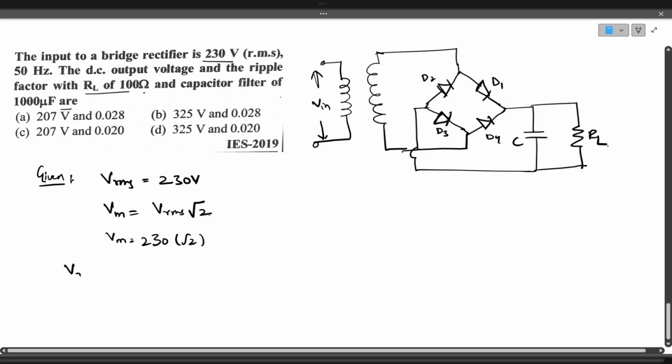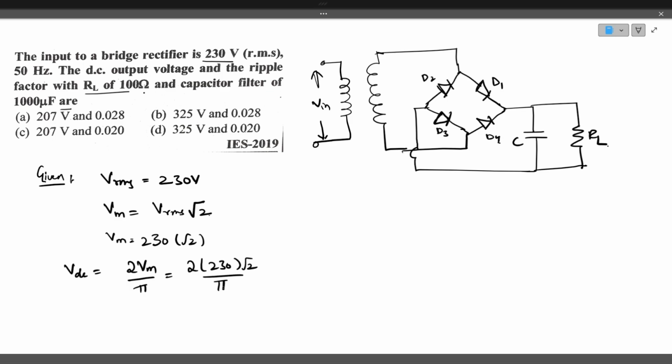And VDC, the average output voltage, will be 2 Vm by pi for the full wave rectifier. So it is 2 into 230 volts multiplied by root 2 divided by pi, which equals 207 volts. So this is the average output voltage. Now, ripple factor. He is asking us to find out the DC output voltage, that is average voltage, and the ripple factor, both. DC output voltage is found, and the ripple factor.